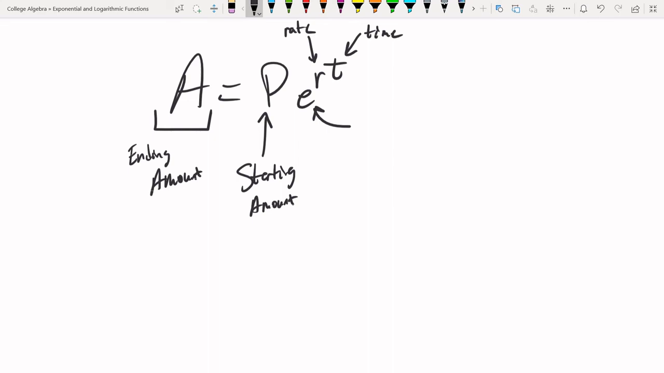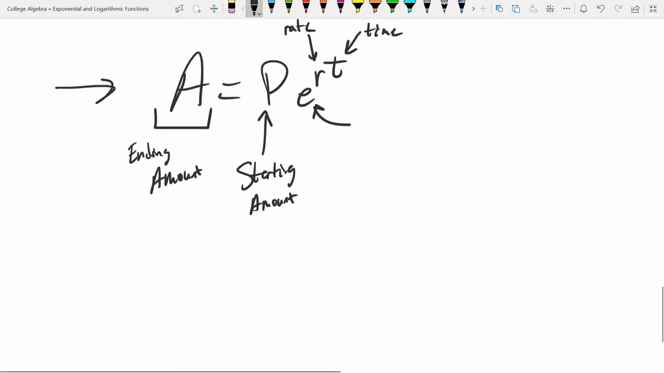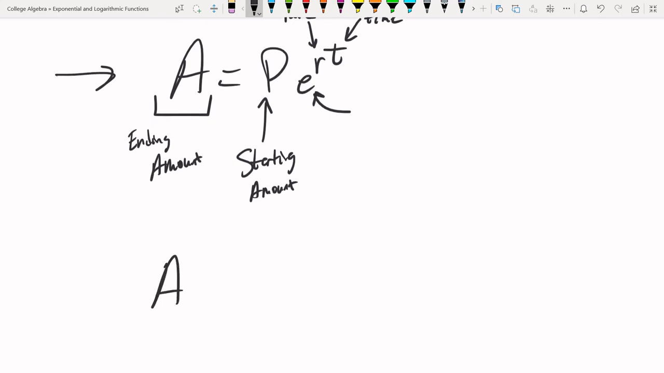Now, this is for continuously compounding things. Not everything continuously compounds. Like money, for instance. Banks will typically compound interest maybe daily, monthly, bi-monthly, quarterly, maybe yearly. And you can't use this formula for that. This is a continuously compounding thing. We have a different formula for that. And that is A equals P(1 + r/n)^(nt).